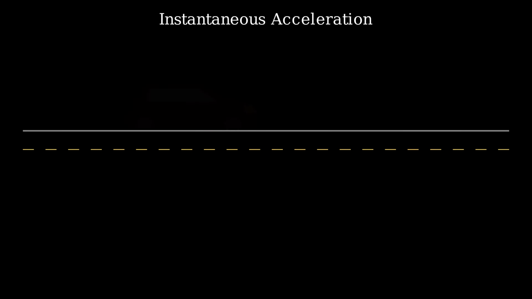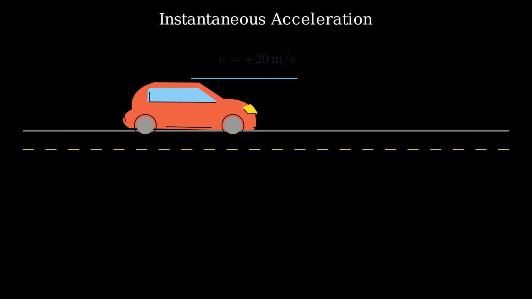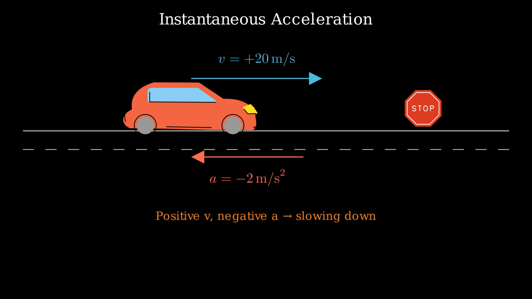Let's say a car is moving forward at 20 meters per second. If the driver presses the gas, acceleration is positive and the car speeds up to 25 meters per second. Velocity increases, acceleration is positive, same sign. But if the driver presses the brake, the acceleration becomes negative while the car is still moving forward. The car slows down from 20 meters per second to 15 meters per second.